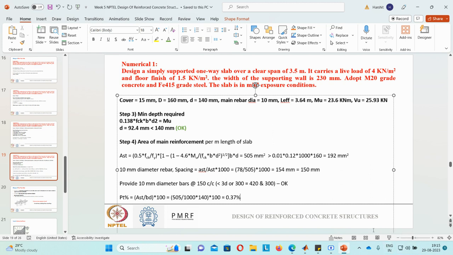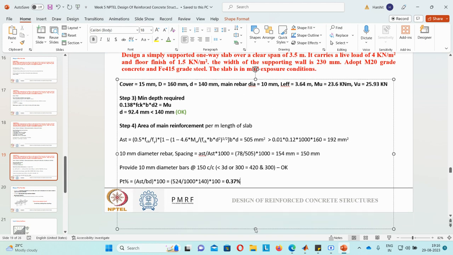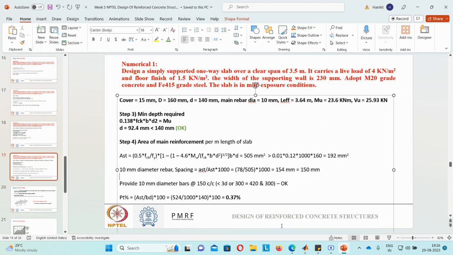Now, we have assumed the spacing of 150 mm, so this value will append to 524. So this is under reinforced. This is under reinforced, that is what we need. So just remember this value. Later on, when we are calculating modification factors, we'll need it.